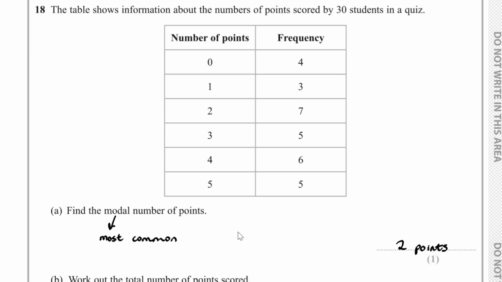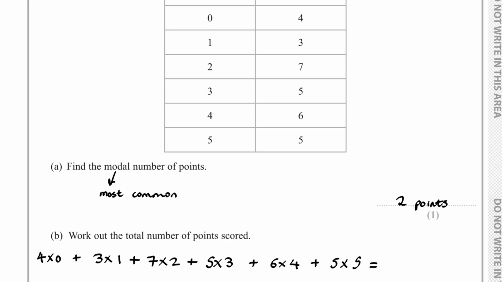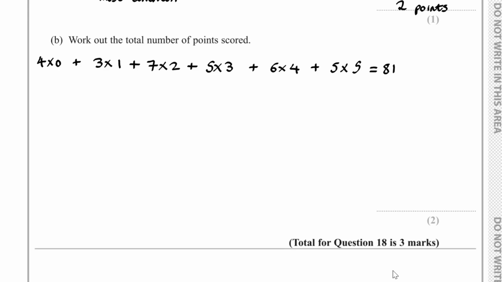And now for part B, we have to work out the total number of points scored. Well, over here we have 4 who scored 0. We have 3 who scored 1. Let me rewrite this. We have 4 who scored 0. 3 who scored 1. 7 who scored 2. 5 who scored a 3. 6 who scored a 4. And 5 who scored a 5. And if we work all of this out, it turns out we get 81. So therefore, we have 81 points in total.